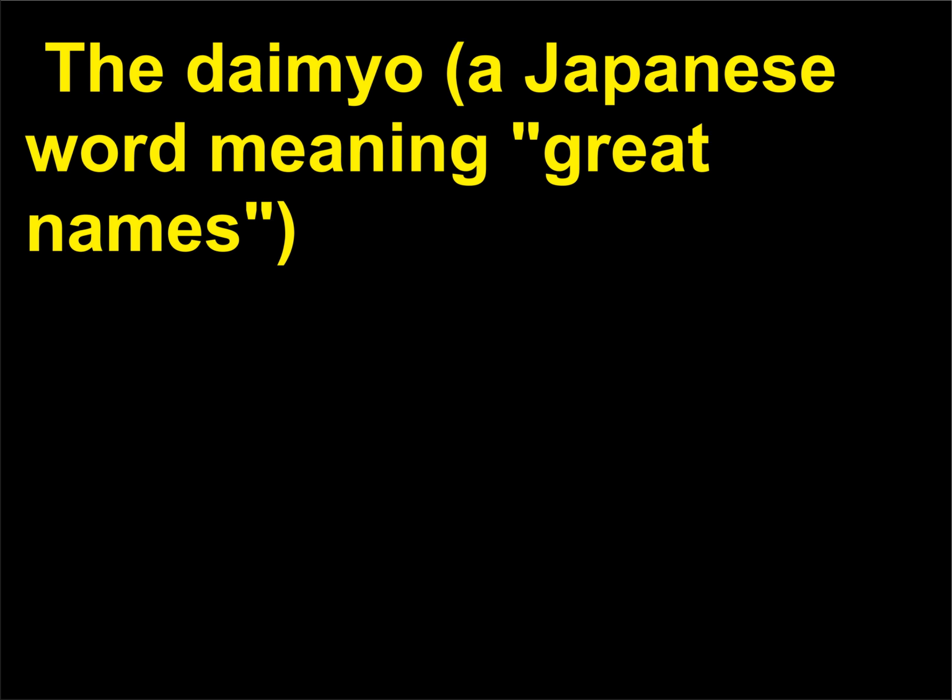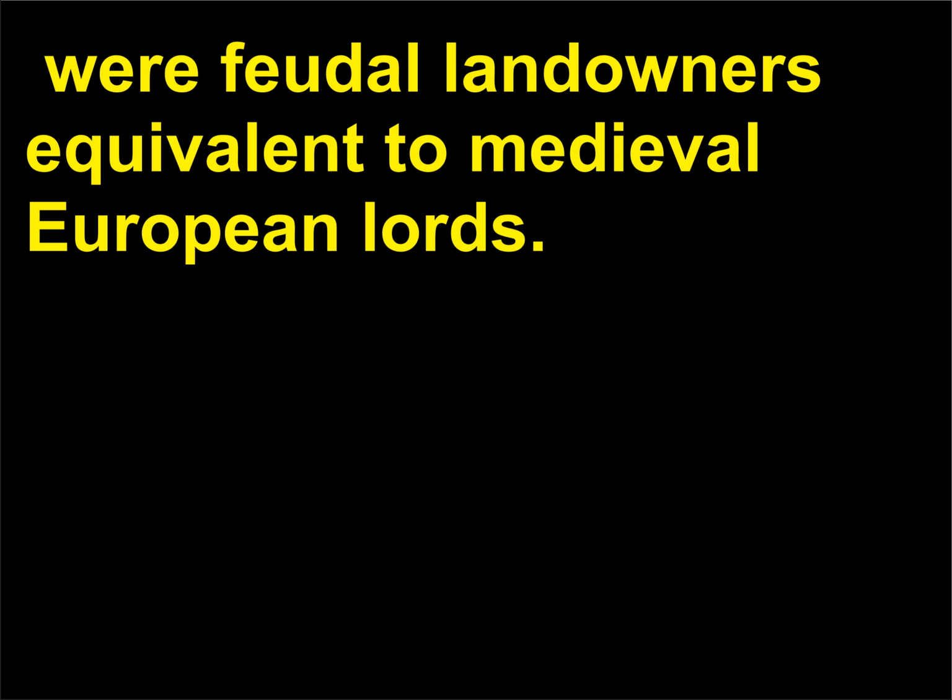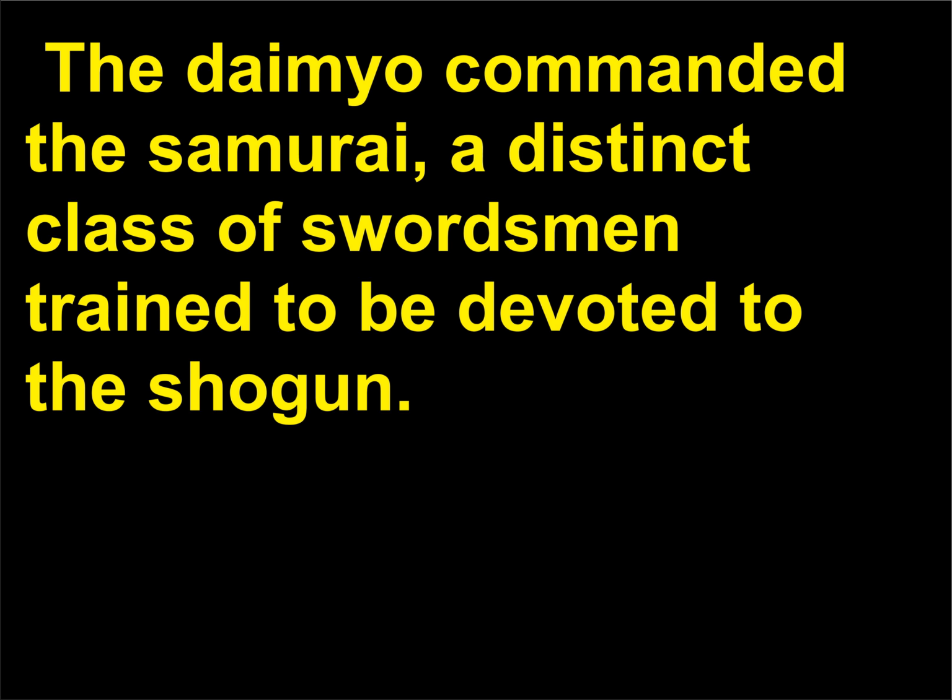The daimyo, a Japanese word meaning great names, were feudal landowners equivalent to medieval European lords. The daimyo commanded the samurai, a distinct class of swordsmen trained to be devoted to the shogun.